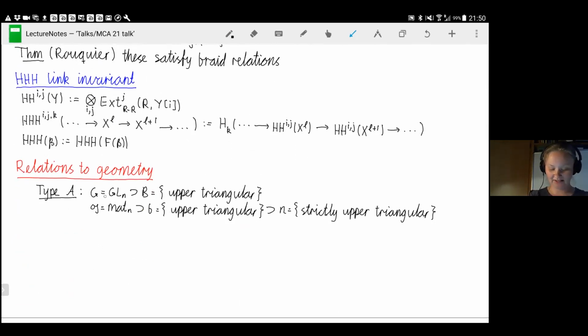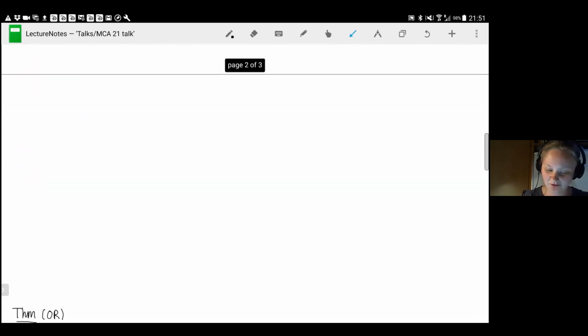All of this is type A. So just to fix notation, it means that I will be working with GL_n, and my Borel B is upper triangular matrices, and similarly with the Lie algebras of the corresponding groups. So g is all matrices, b is all matrices which are upper triangular, and n is strictly upper triangular matrices.